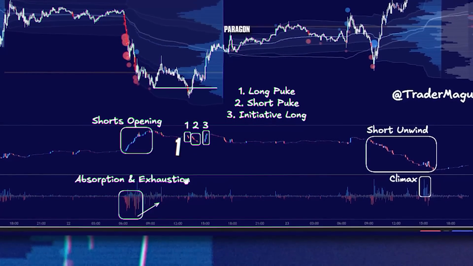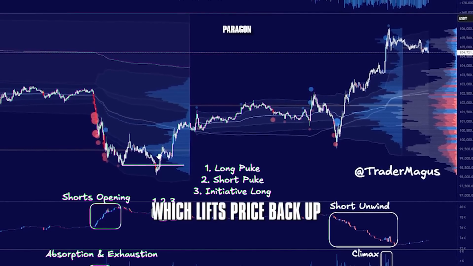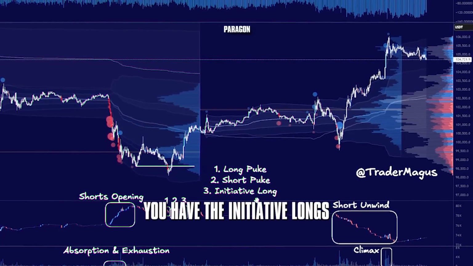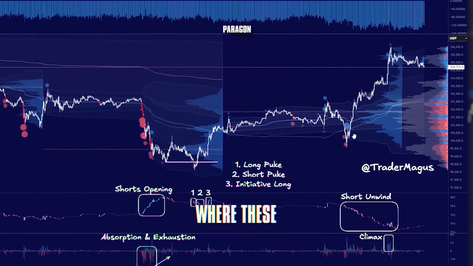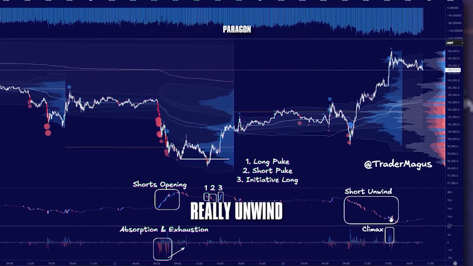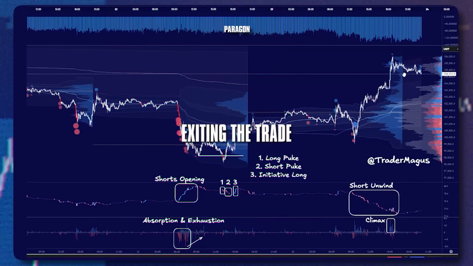So after the shorts open, you see some clear absorption, which leads to exhaustion. Then we get the classic 1, 2, 3. Where I'm entering is when the longs puke, the shorts start to puke, which lifts price back up, and then you have the initiative longs come in, which starts the actual local trend. From there, we get a period where these original shorts start to really unwind, which leads to a buying climax, and this is where you officially would want to be exiting the trade.